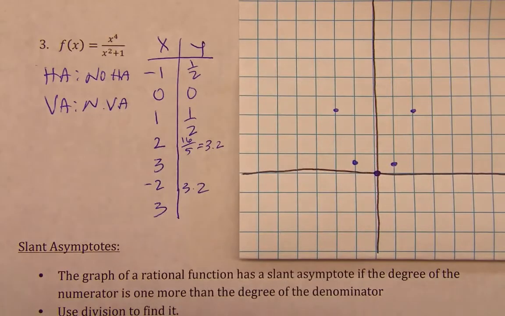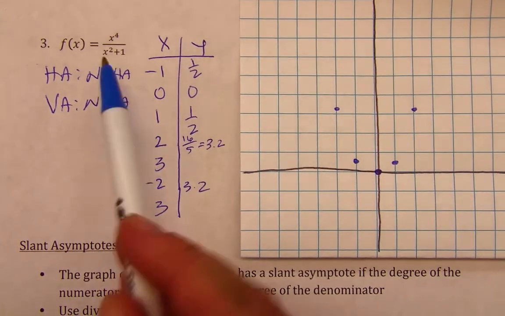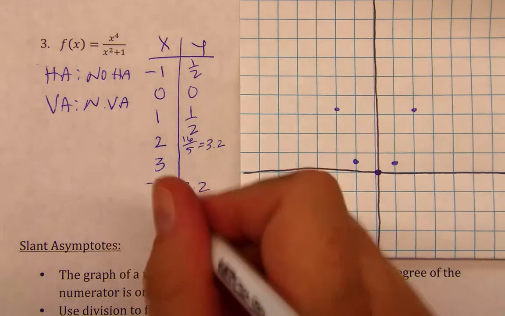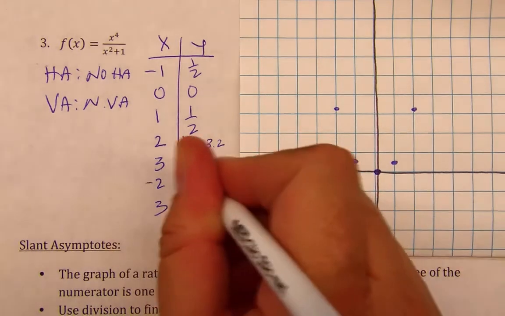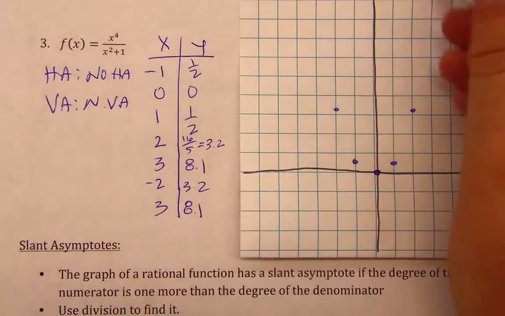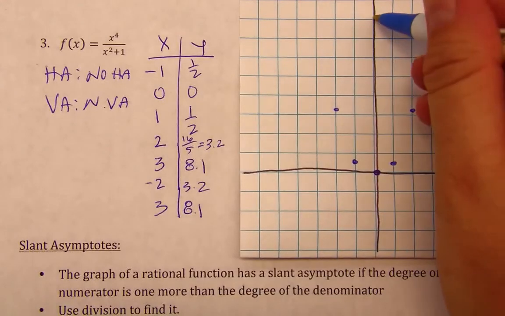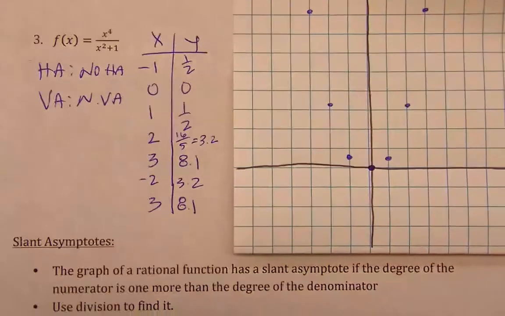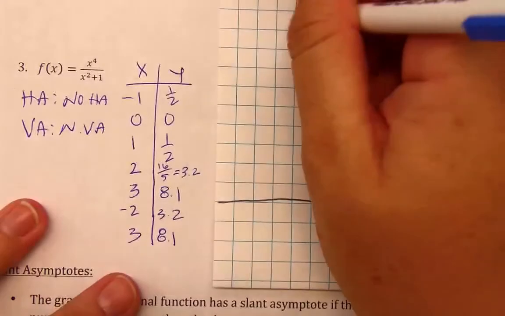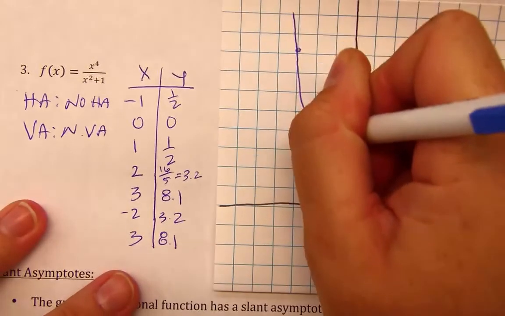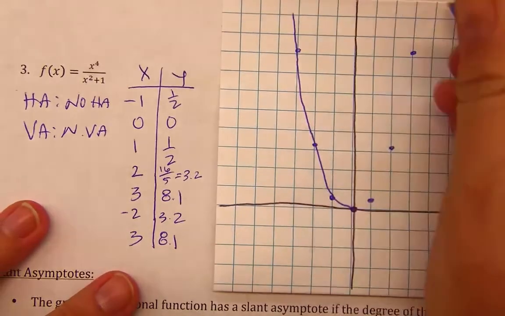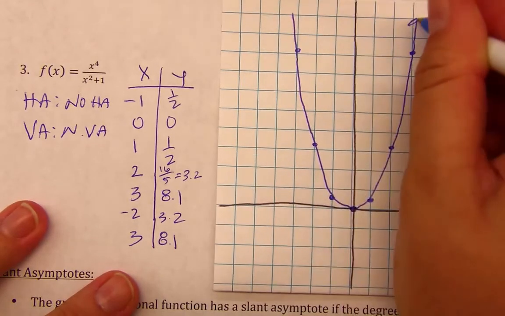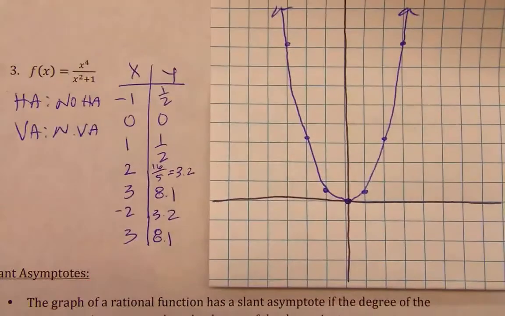And plugging in 3, we get 81 on the top, and we're going to get 10 on the bottom, so 8.1. So way up here. So we can kind of gather from just plugging in a few points here, it takes kind of the shape of a strange parabola here. Okay. And that's our graph.